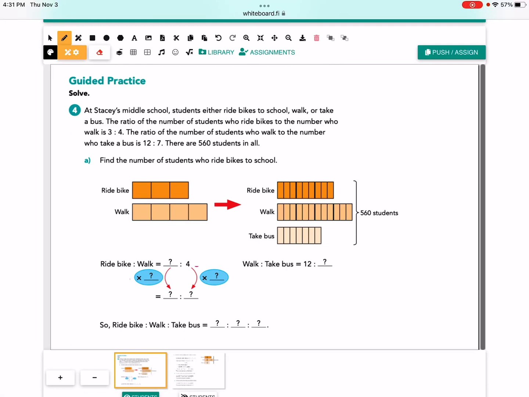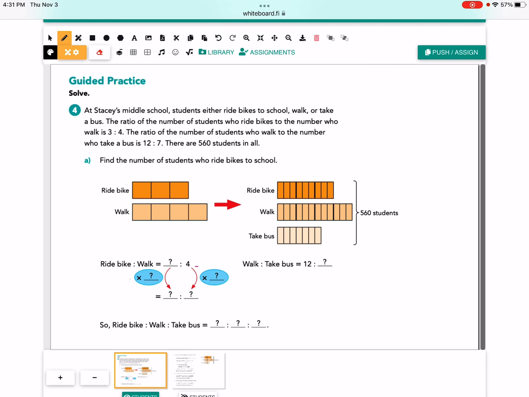Today we're looking at guided practice problem number 4 in chapter 4, lesson 3 for course 1 of Math in Focus. And we're looking at what happens when you have two different ratios with different terms that are somehow related. How do you reconcile those ratios and use them to solve problems?